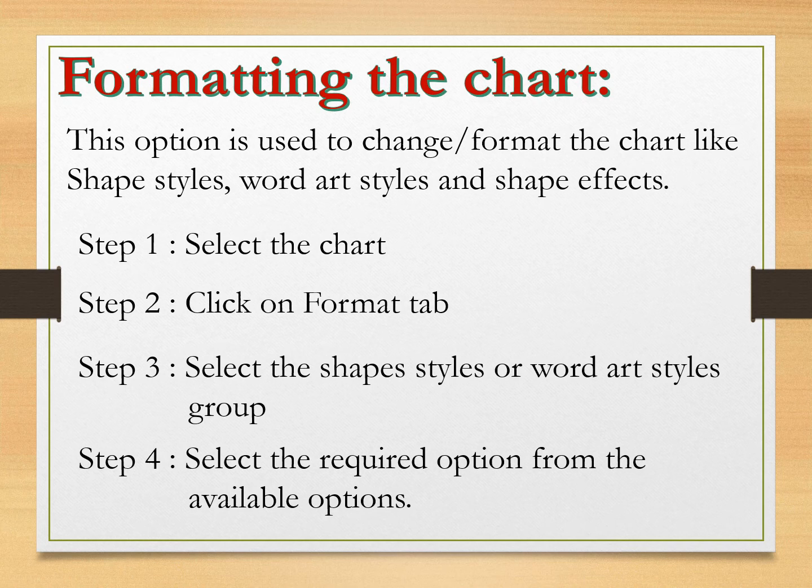In order to format the chart, as usual, first step is you have to select the chart, then click on the format tab. Previously you have used layout tab and design tab, but for formatting the chart you have to select the format tab. These format tab, design tab, layout tabs appear on the ribbon only after selecting the chart. Next, third option, select the shape styles or word art styles group according to your requirement. And next, last step is select the required option from the available options.